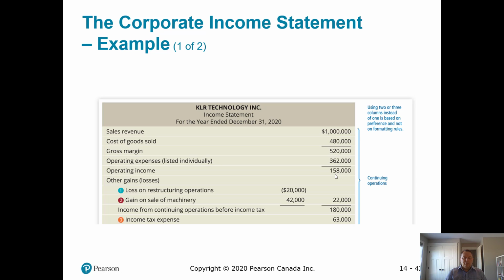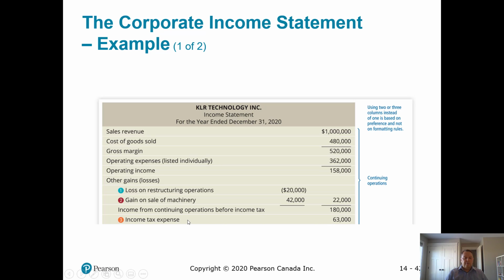And then we get into some related numbers on the income statement. Loss on restructuring operations. So if we've got some sort of costs because we've had to restructure some of our debt or some of our equity, well, that's fine. We pull that out because it's not part of normal day-to-day operations. Same thing for a gain or loss on the sale of any sort of property, plant, and equipment. So in this case, it's a gain of $42,000. The net of those two is added in, and so the income from continuing operations is $180,000.